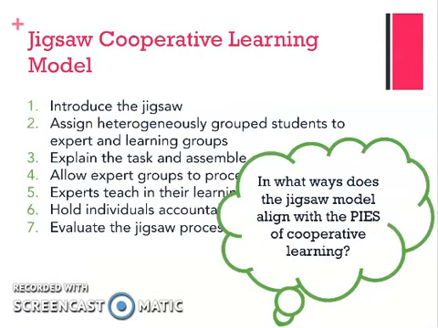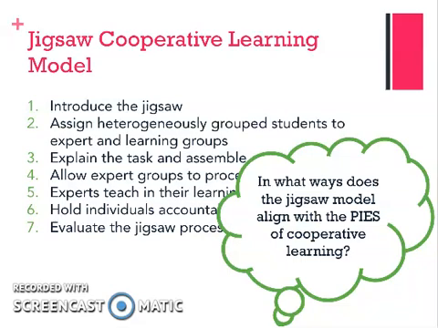So when we think about the 7-step model, one of the things we can think about is in what ways does the Jigsaw model align with the PIES of cooperative learning? There's that article by Kagan from 2011, and he talks about the PIES of cooperative learning. The acronym PIES stands for the 4 principles of positive interdependence, individual accountability, equal participation, and simultaneous interaction.